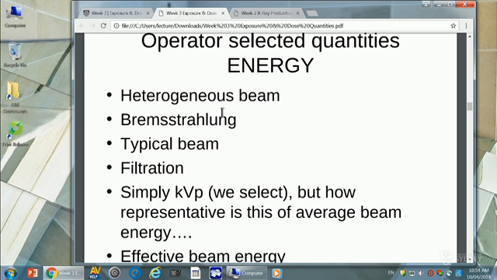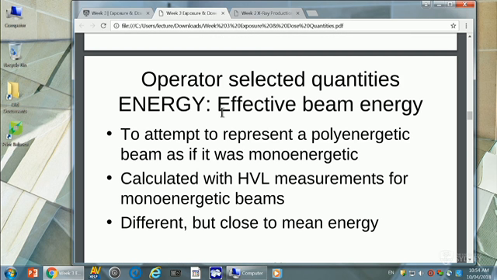But how representative is KVP of the total beam? It's clearly not representative at all. So we have something called effective beam energy, which I'm not going to go into now because I think you need a coffee before you actually start getting into this. So let's have a break, and I reckon it's 5:02. Let's come back at 5 past.